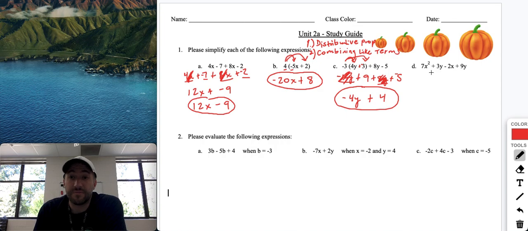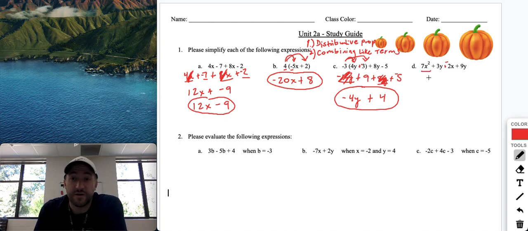7x squared plus 3y minus 2x plus 9y. So whenever we're looking through a problem like this, there's no distributive property because there's no parentheses anywhere. So instead, I'm just going to combine like terms. I always like to change those subtraction signs to addition and the sign of the following number. All right, so now let's find like terms.